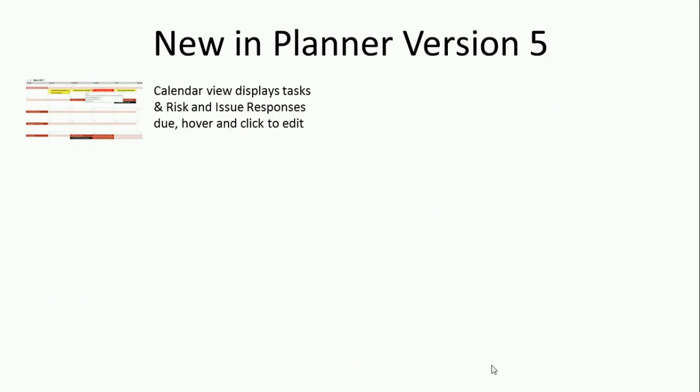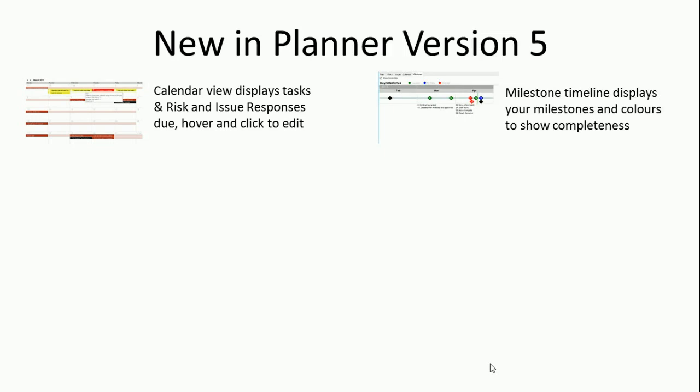So what's in Planner version 5? Let's look at that in a bit more detail. Calendar display. This brings together information from tasks, risks and issues, and shows that on a calendar, either a monthly or a weekly view. You can hover for further information, you can click to edit the items. So it's enabling you to get to everything that's happening today or this week and review and update that content.